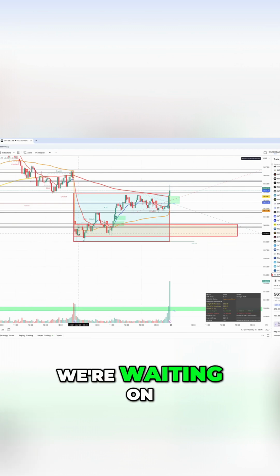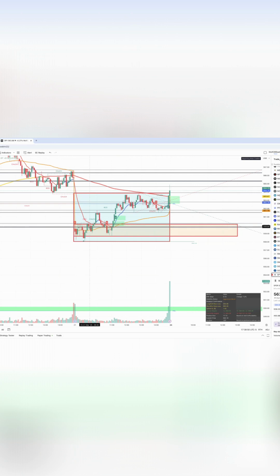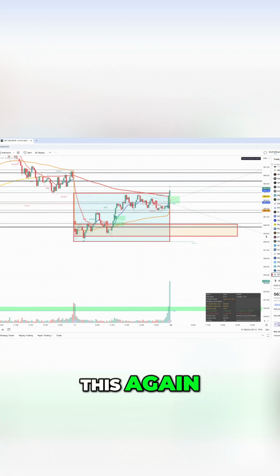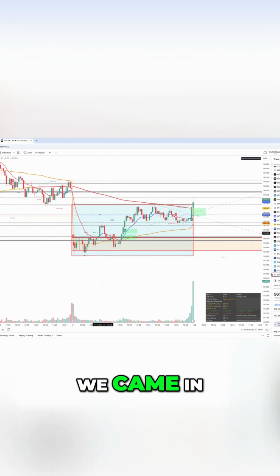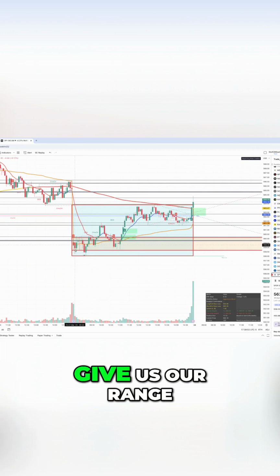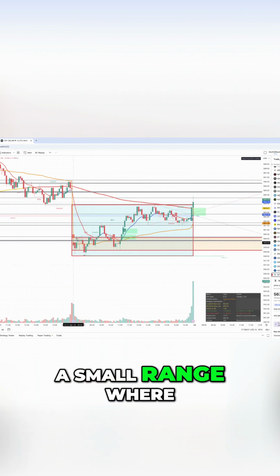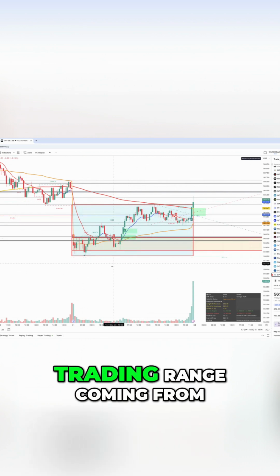And what we're waiting on is getting over this range and holding above that range. But look, let's look at this again. So we zoom in, where did we hit? We came in giving us our range on SPY. What gave us our range? Did that ORB candle give us our range? No, it gave us a small range where we could break out and get a breakout. But where's our trading range coming from?